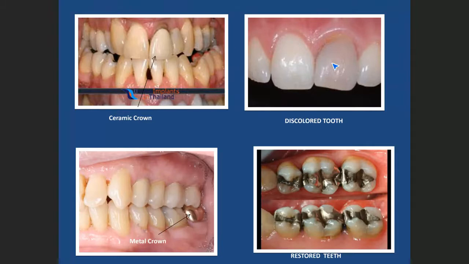Here you have a discoloration of the tooth. Okay, this is a crown, a metallic crown.